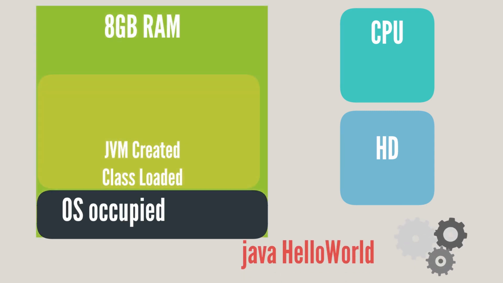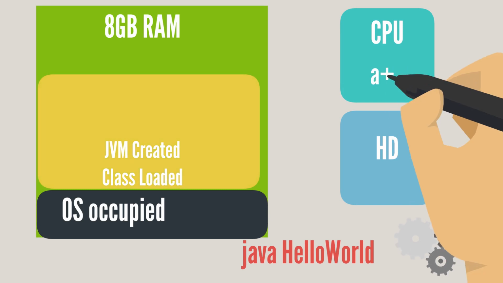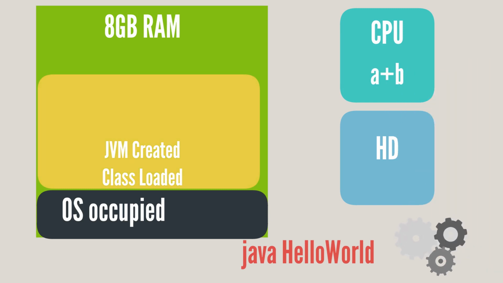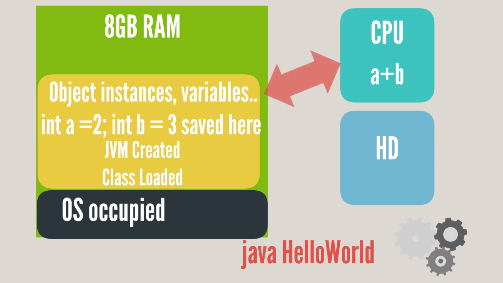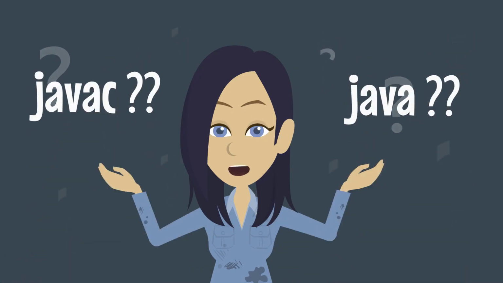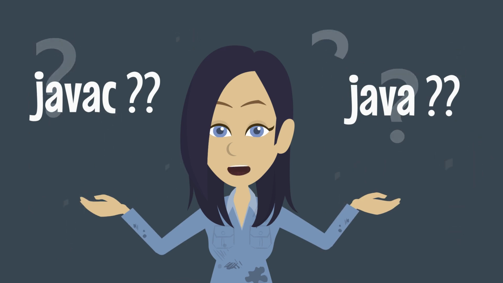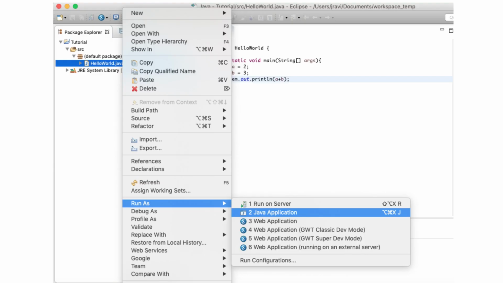Further, as and when the program statements are executed as per the logic, CPU will be used for computing and RAM will be used for saving all types of variables and objects. Are you wondering why you never really use javac or java executables to compile and run your program on an IDE? That is because the IDE uses these executables for you when you select Run.